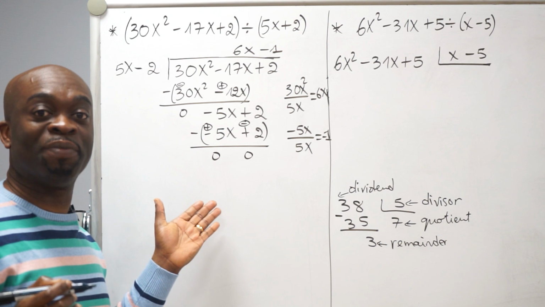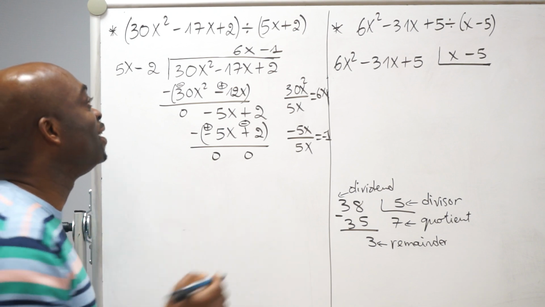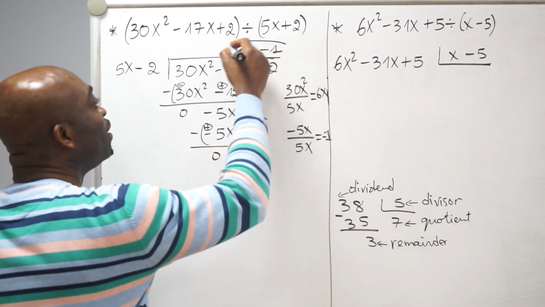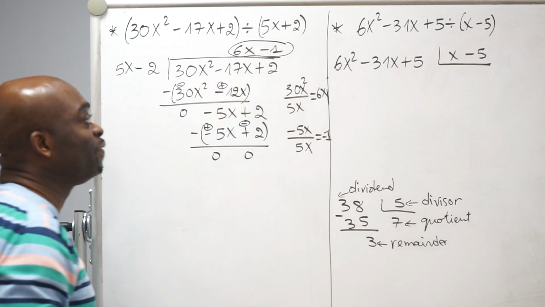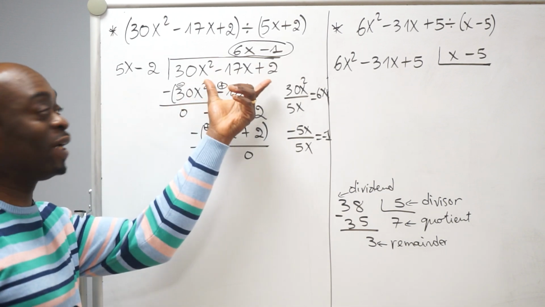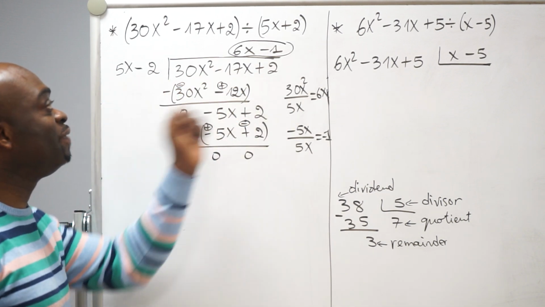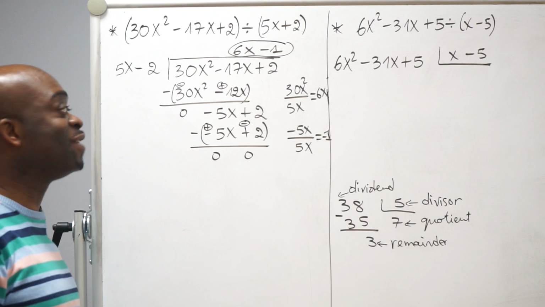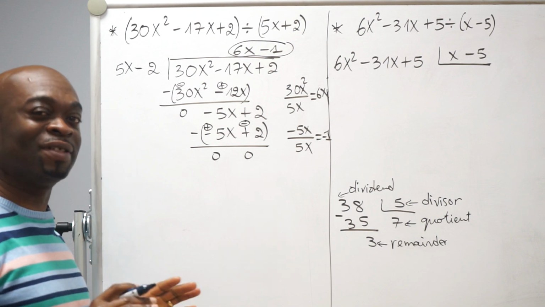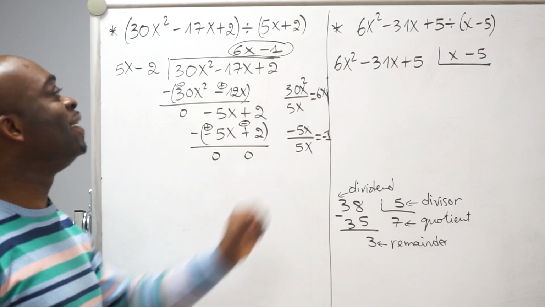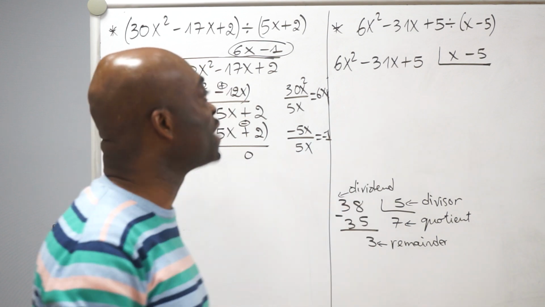No more remainder. The remainder is here 0. We're done. So your answer is 6x minus 5 when you are dividing this one here, the dividend here, by the divisor. This is your final answer. All right? Is that okay? Okay. Now, so let's go to the second one here.